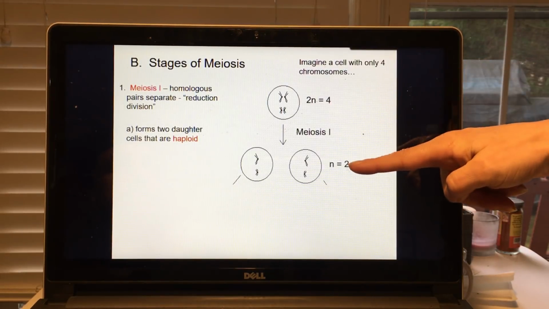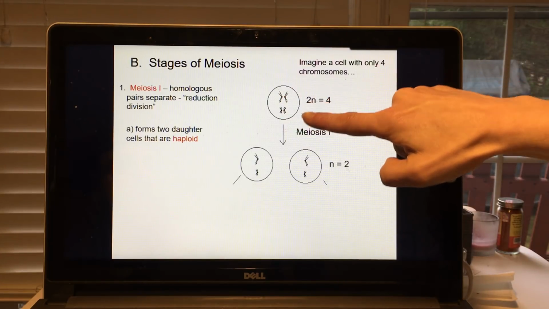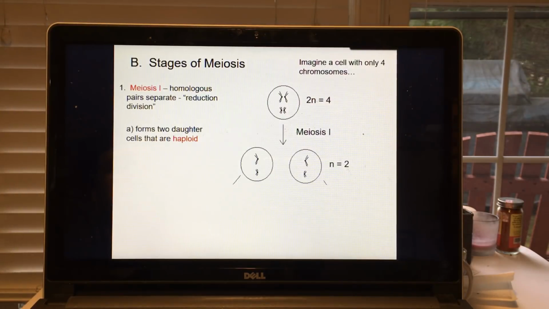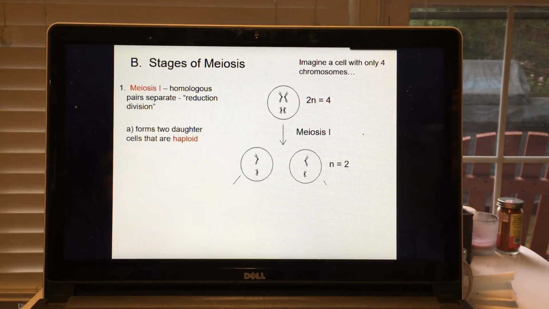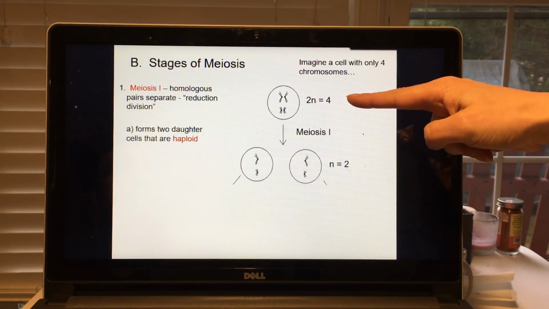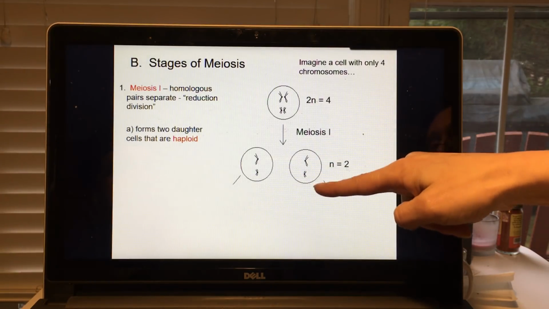So this first division, and of course we're showing you metaphase 1, if you look, there are 4 chromosomes. There are 2 homologous pairs. So the homologous pairs line up and they separate into 2 different cells. So the spindle fibers would pull these double-stranded chromosomes apart. And now after the first division, you've gone from 4 chromosomes to 2 chromosomes. Now notice they're still double-stranded.